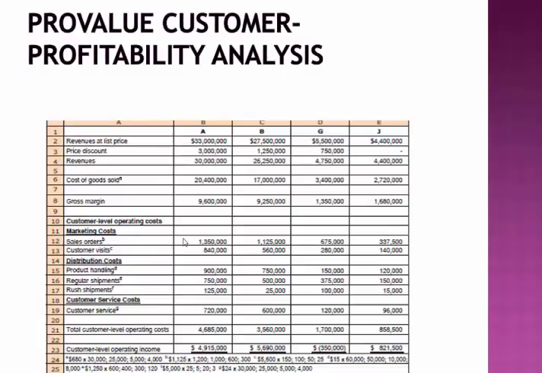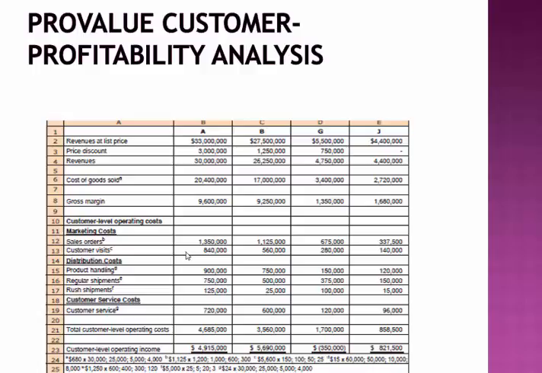So sales orders right here. What did we have per sales order times the number of sales orders by customer? So 1.35 million goes to customer A, 1.125 million goes to customer B, 675,000 goes to G, 337,500 goes to J of our total cost related to processing sales orders.